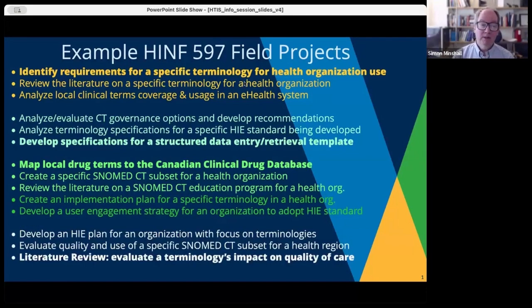Okay. Another example of a literature review is to evaluate a terminology's impact on the quality of care. I mean, it's great that we have these standards, but if we implement it, will it make our healthcare delivery better? That's a laudable goal, and it ought to be measurable. And so you might look into how that is being done.